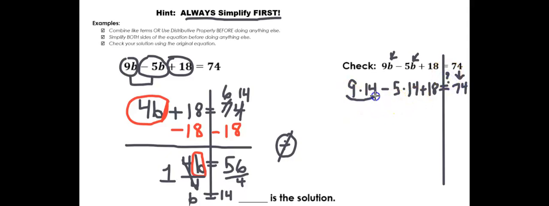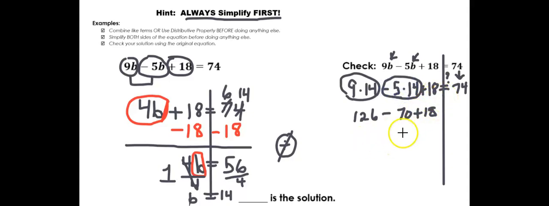So when I multiply this together, I get 126. When I multiply this together, I get 70. And then add 18. So I'm following order of operations right now. I have 3 terms. This one needs to be simplified. This one needs to be simplified. And then I've got my 18 that's already simplified. So I'm just funneling it down.